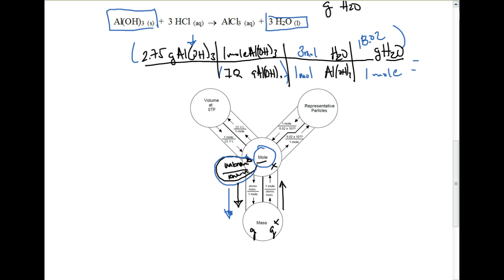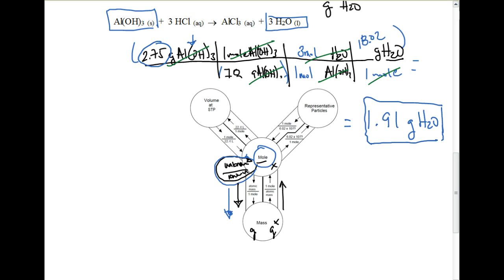Okay, so my calculator gave me 1.90596 and a bunch of other numbers. And so we want to round off to our known. We have 3 sig figs, and so we're going to go 1.91, and then let's go ahead and cancel some units. Grams of aluminum hydroxide, grams of aluminum hydroxide cancels. Moles and moles cancels. Moles of water cancels. So we're left with an answer in grams of H2O. And so if we start with 2.75 grams, we're going to make 1.91 grams of water. And that is how we do grams to gram stoichiometry.